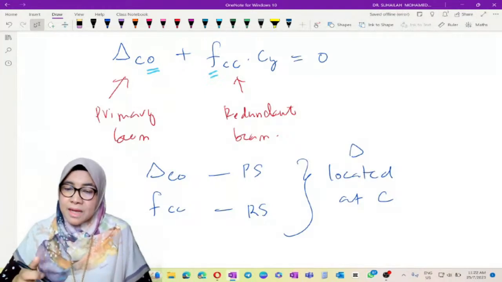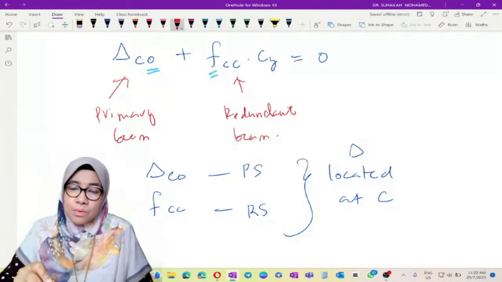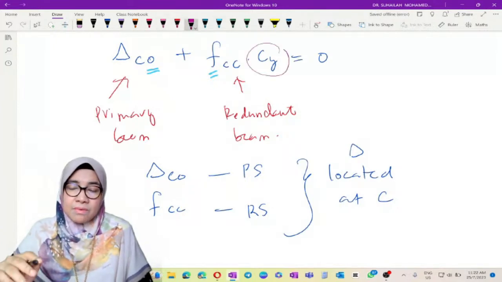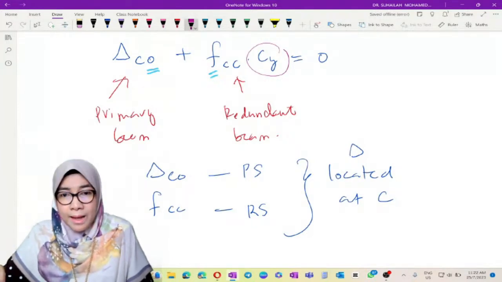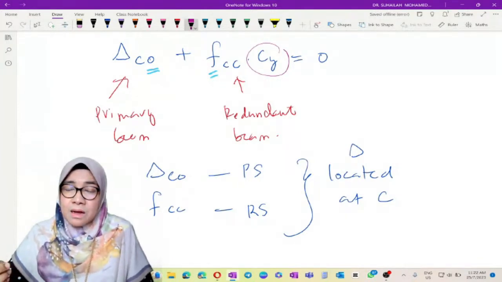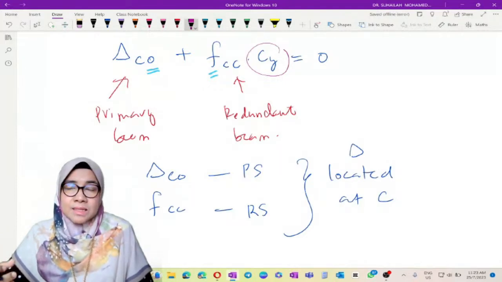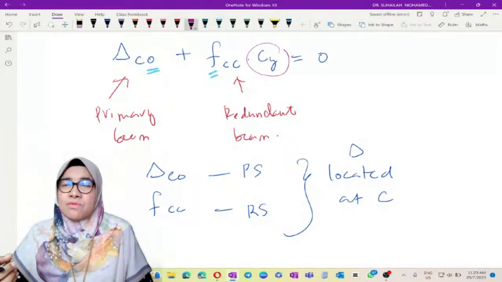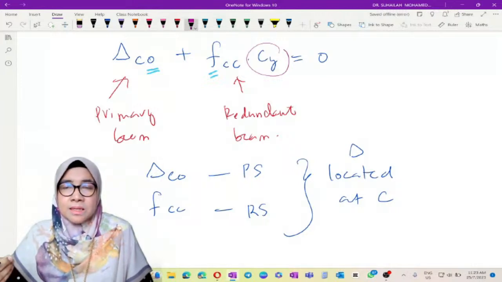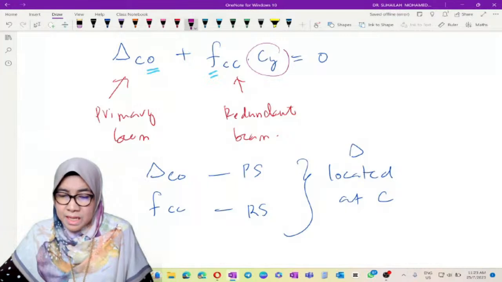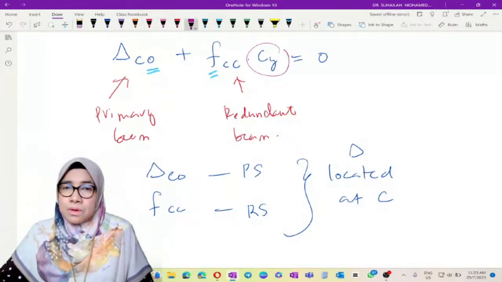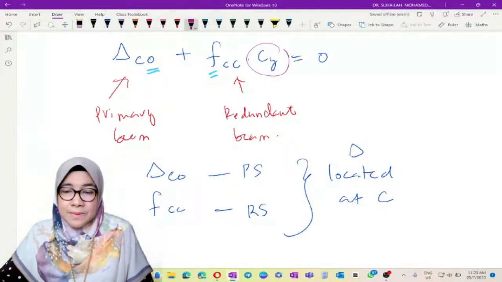Means that we have to understand that we want to solve for the redundant. The redundant is CY. And in order to solve CY, we have to have delta C naught as well as FCC. So we have to know what is delta C naught and what is FCC. These two belong to the primary beam and the redundant beam respectively. Okay, so how are we going to have this? By using a formula.